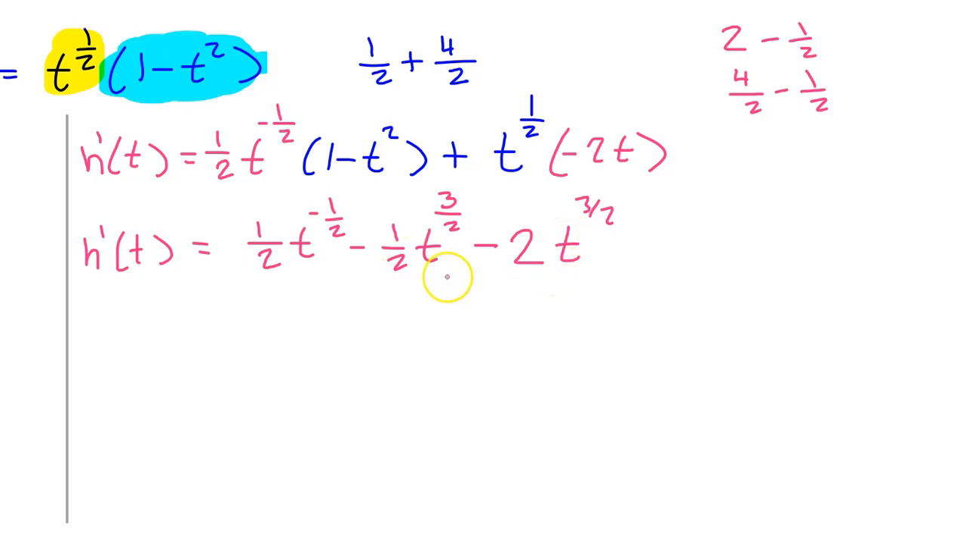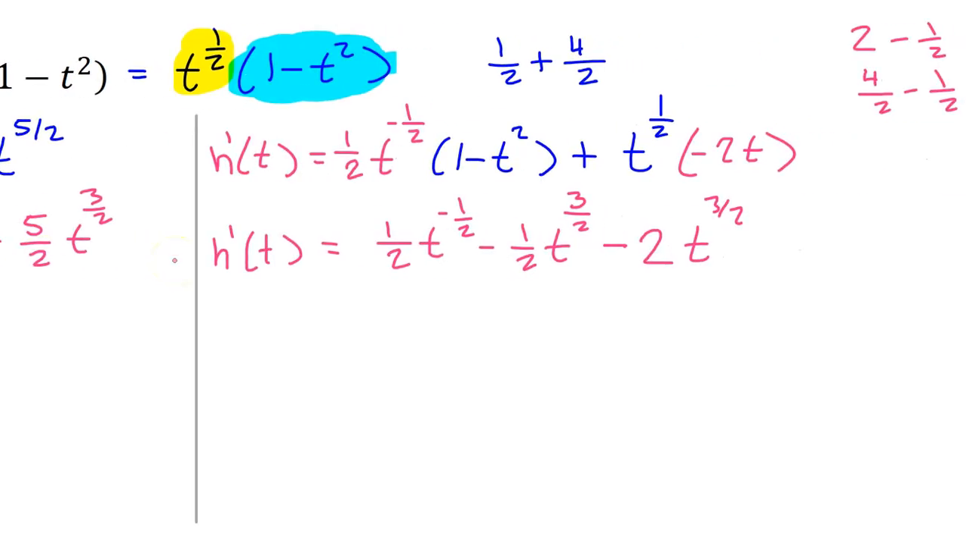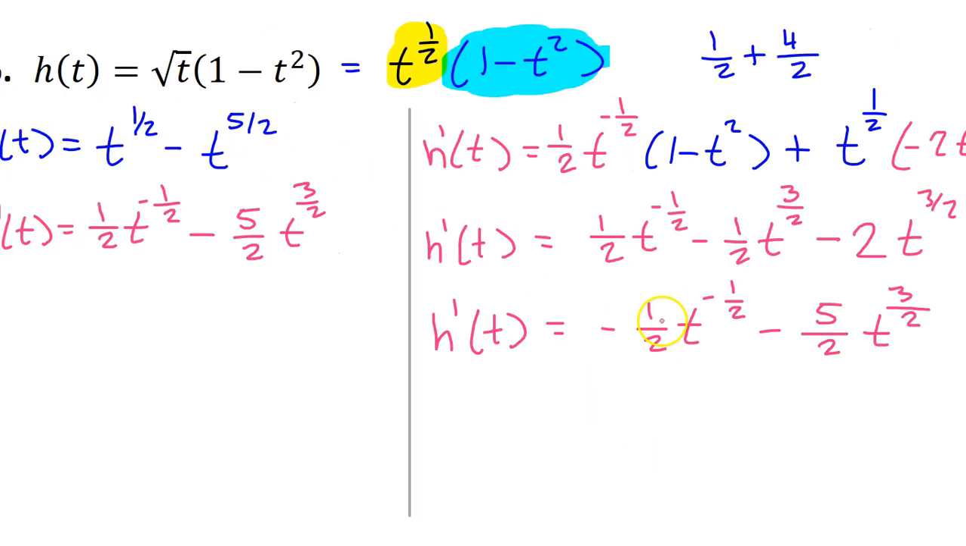Now these two are like terms. So see how this only has 2 terms to it? The first term matches. So it's just a matter of combining these like terms. So the question is, what is 1/2? Well, I guess negative 1/2 minus 2. Well, 2 is 4/2. So yes, that is negative 5/2. As you can see, it was more efficient to do it the first way.